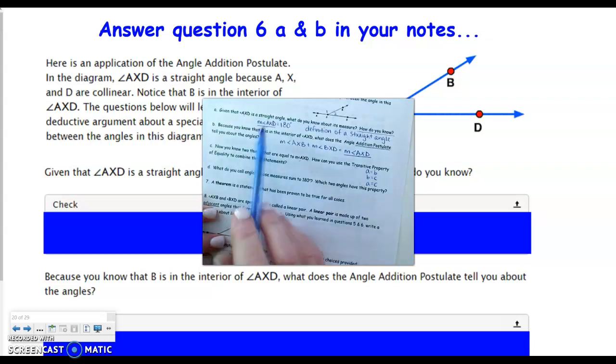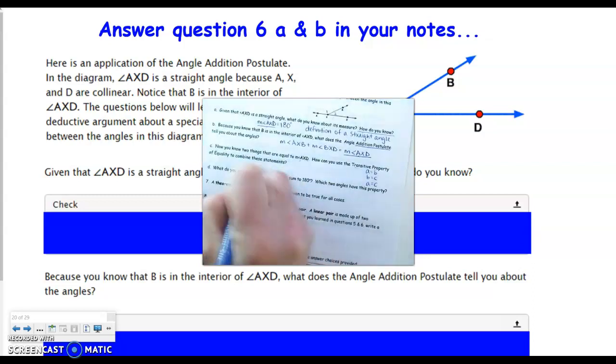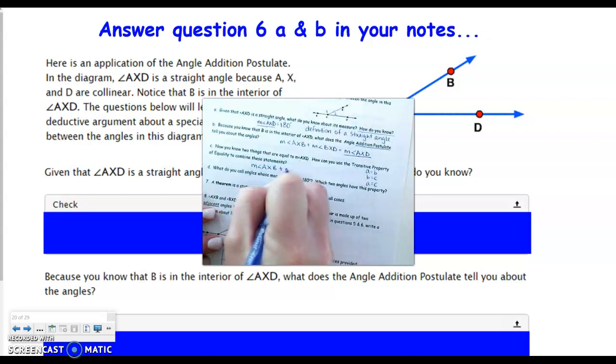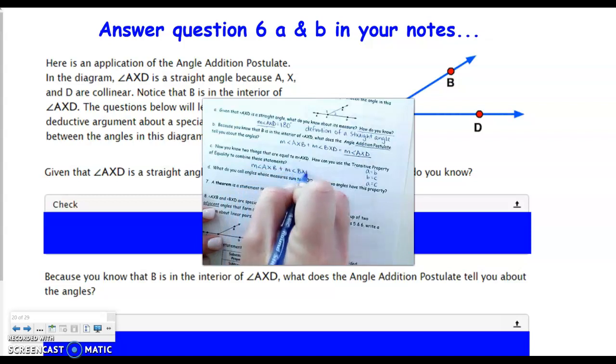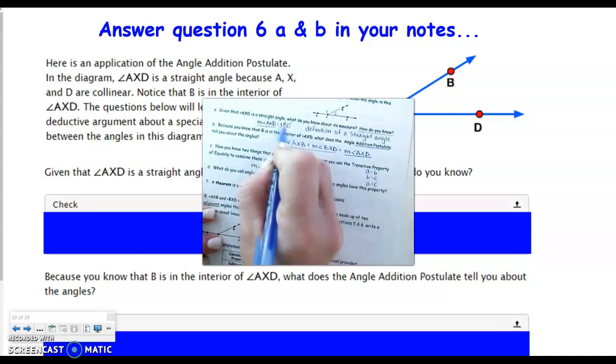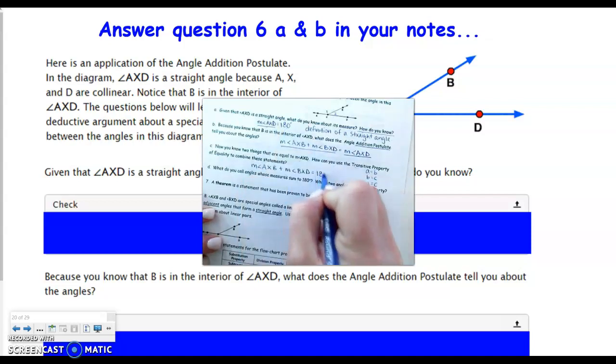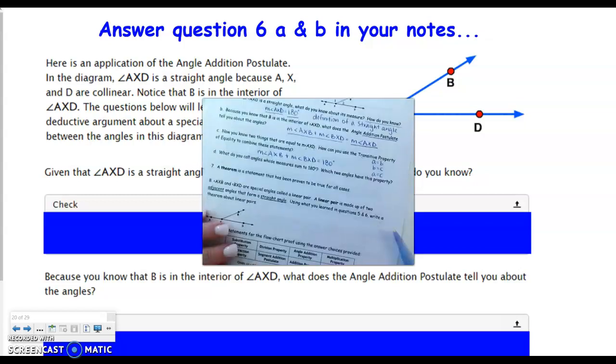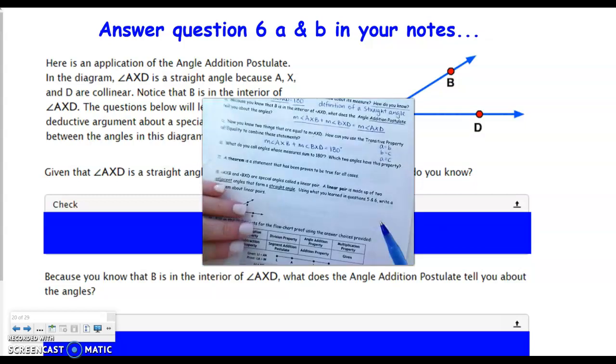So since we have both of these equal to the measure of angle AXD, we can set them equal to each other. So we're going to write the measure of angle AXB plus the measure of angle BXD from part B is equal to 180 degrees from part A. And again, that's the transitive property that allows us to do that.